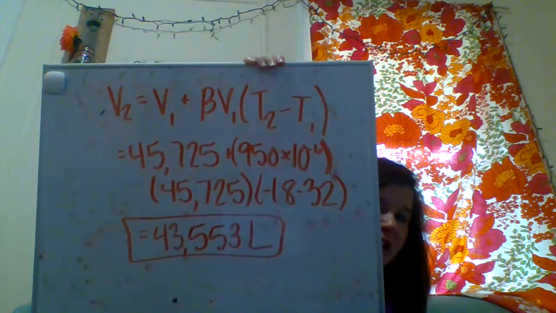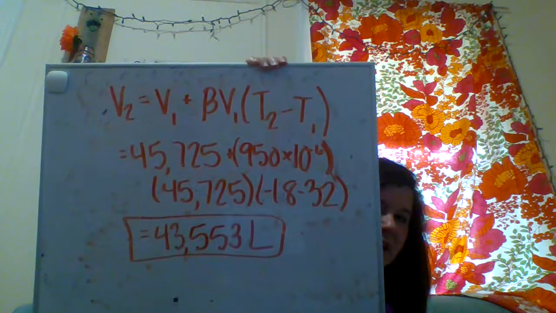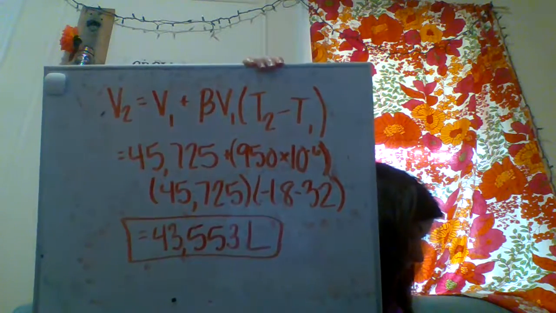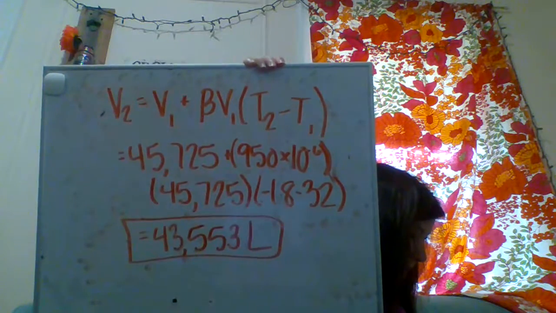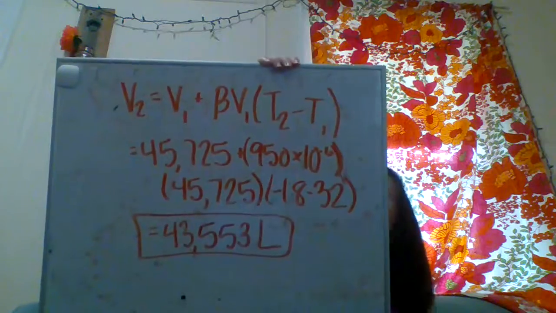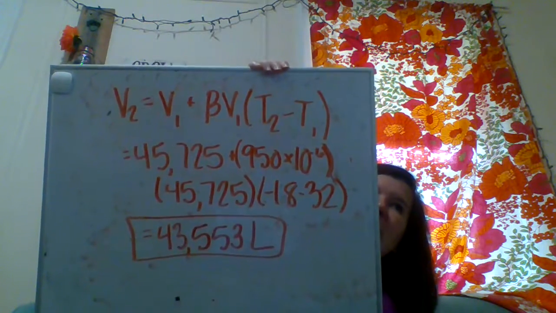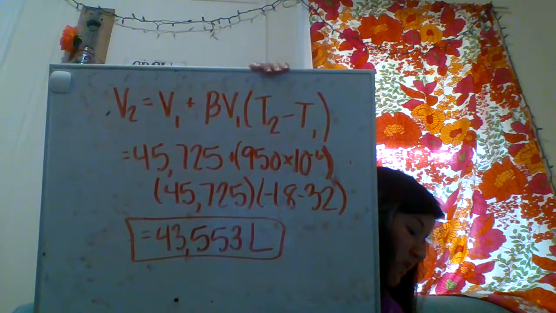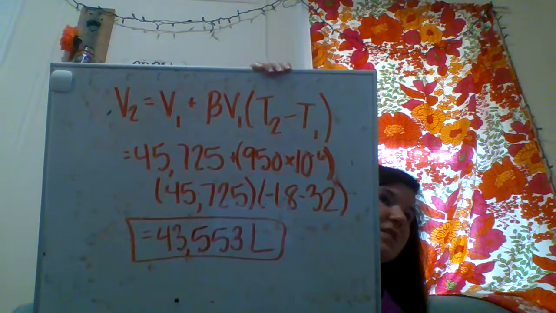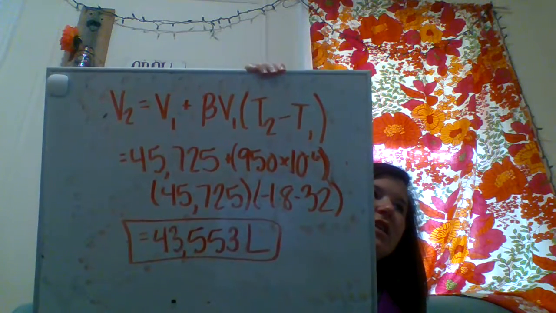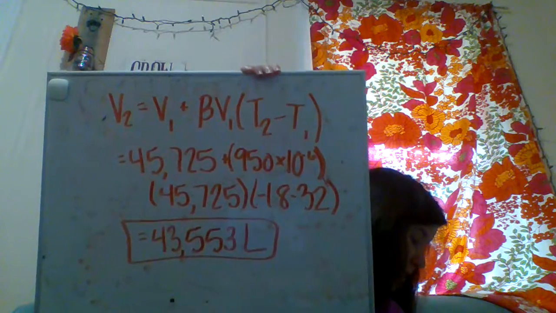Okay, so you see that they start off with 45,000, almost 46,000, and they end up with 43,500, right? So part B asks, what happened to the gasoline? Well, look at the temperature. It goes from a really hot temperature of 32 degrees Celsius, which is about 90 degrees, and then it goes to negative 18, which is really cold. So the change in temperature causes the decrease in the gasoline, actually. So that's what happens to it. That is part B.